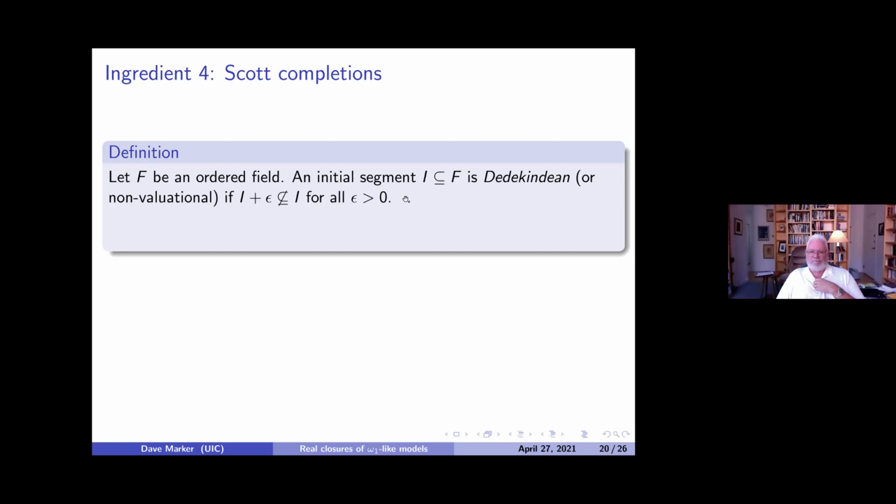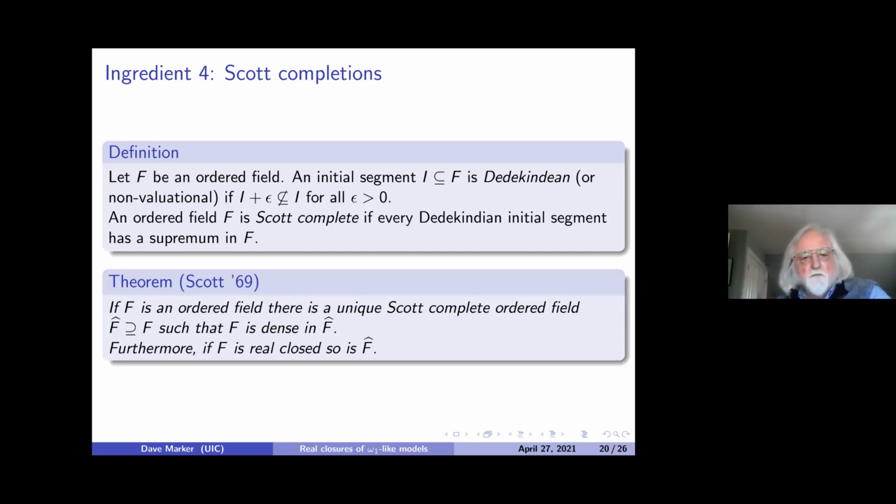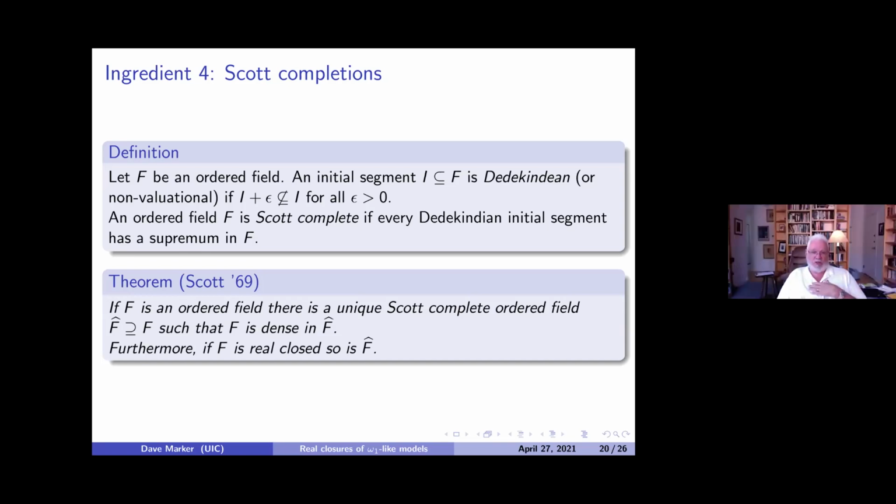And these tend to be associated with evaluation rings. And I say that an ordered field is Scott complete if any Dedekindian initial segment actually has a least upper bound in the field. So of course, real closed fields are Scott complete, but the interesting thing happens in non-Archimedean fields. And Scott showed that anytime I have an ordered field, there's a unique, I guess unique up to unique isomorphism, Scott complete field that extends it, in which the original field is dense. Moreover, he showed that if I started with a real closed field, then the Scott completion would still be real closed as well.